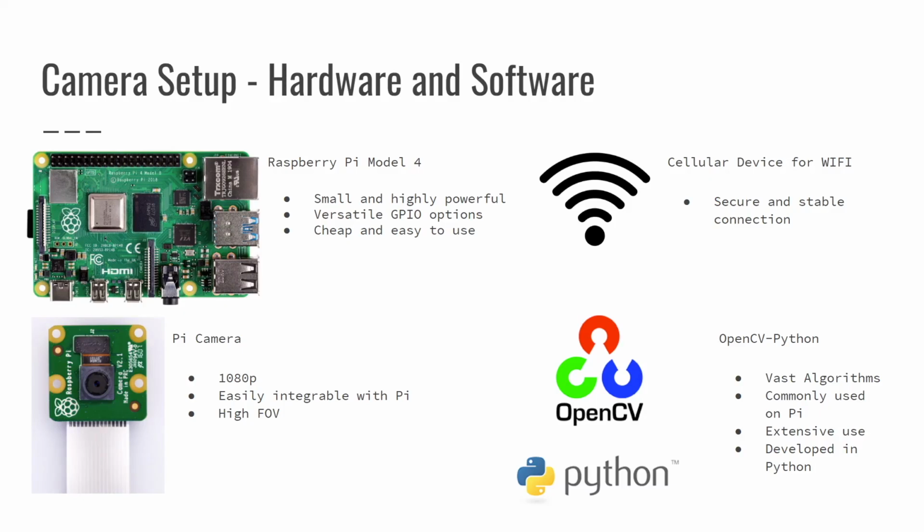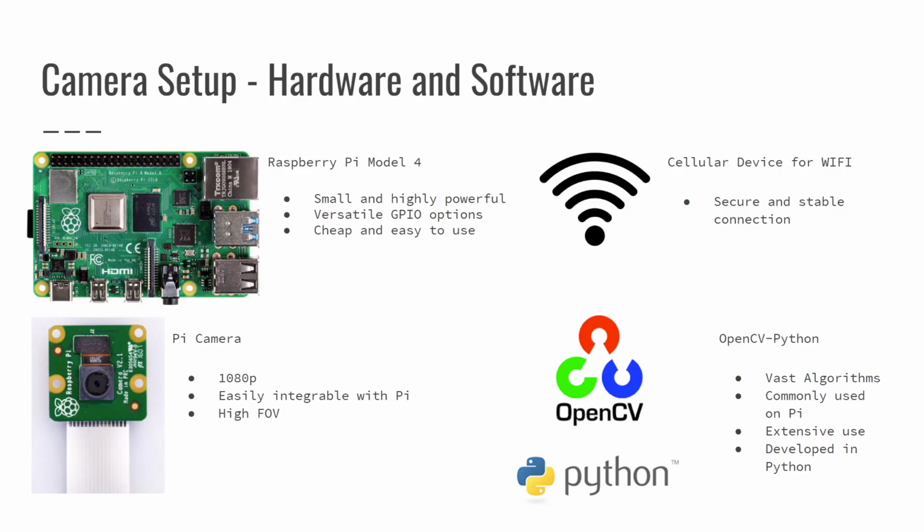It's also very cheap and easy to use. This model comes in at around $50, and there are plenty of tutorials online that will show you how to get started and build any project that you want. Furthermore, we have the Pi camera. This was a 1080p camera, so it provided us with a high resolution image of any parking lot.